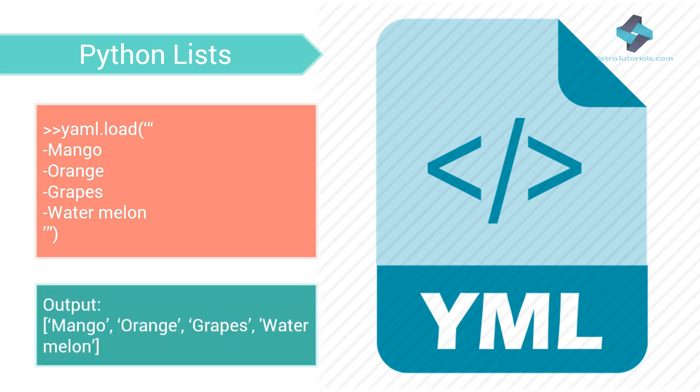So look into this series of values: - mango, - orange, - grapes and - watermelon. These are all list elements in a list. So here we just passed in a list of variables, and when we inspect the output of this Python program, it displays a typical Python list.